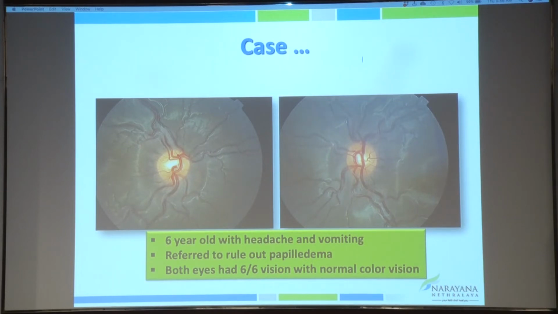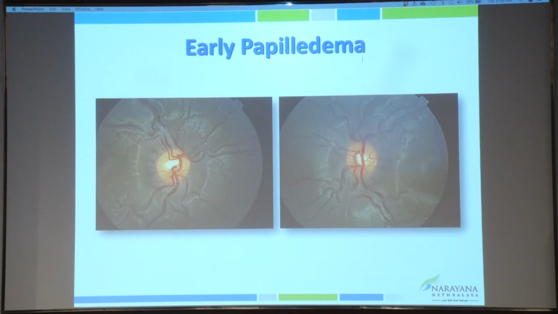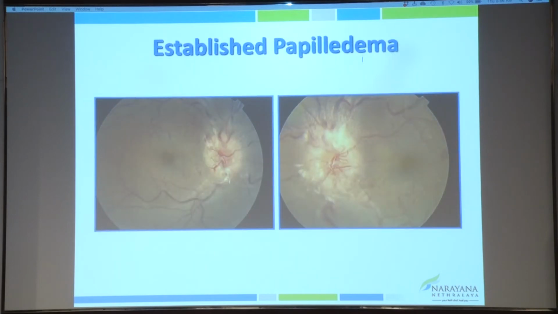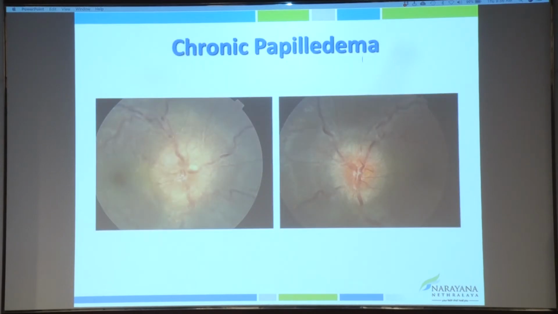Vision, as you see, is not affected. Color vision is normal, unlike what we saw in a patient with optic neuritis. So this is early papilledema. So carefully notice your discs when you have a patient presenting with esotropia. These are established papilledema as it sets in, eventually chronicity, and finally atrophic.